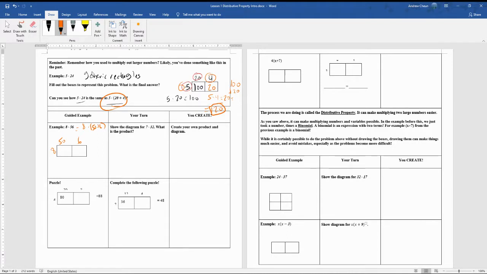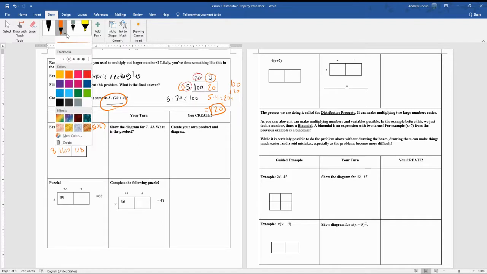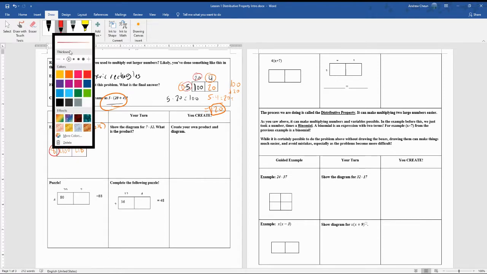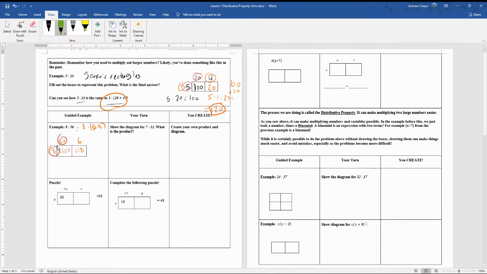So 8 times 50, if we do that in our calculator, we should get about 400. And then 8 times 6 is going to get us about 48. Just to show the different colors here, I'm multiplying the 8 and the 50, but I'm also multiplying the 8 and the 6.